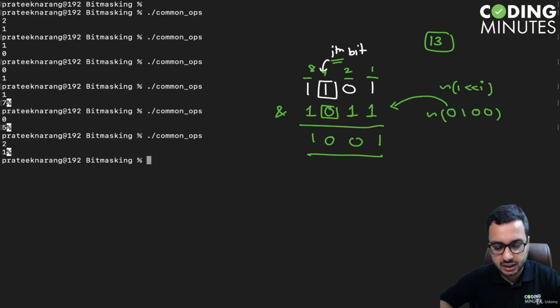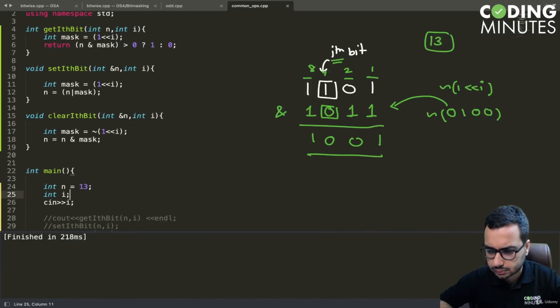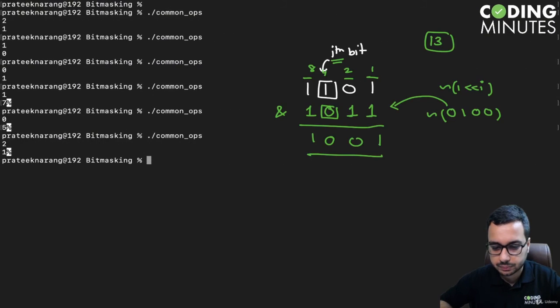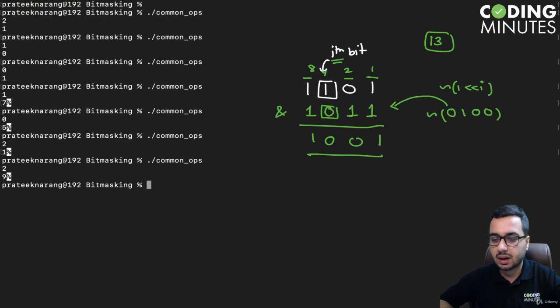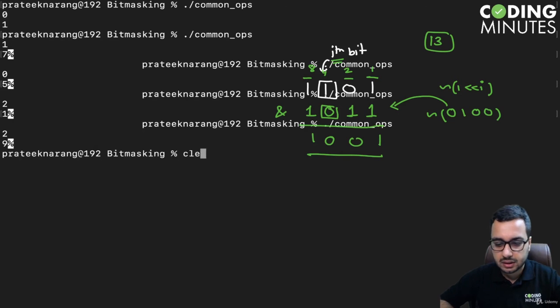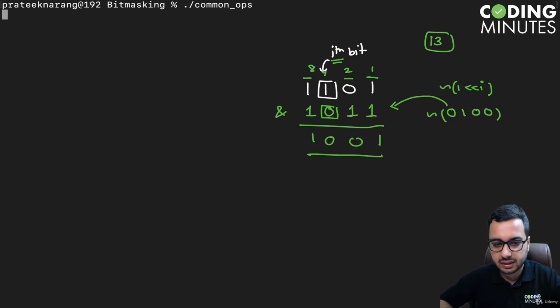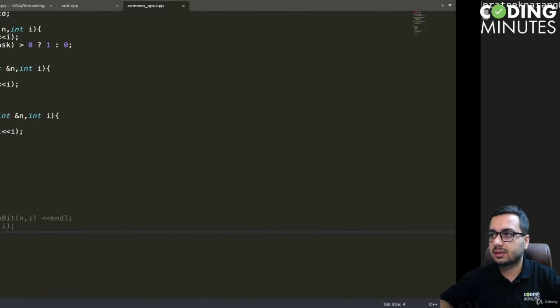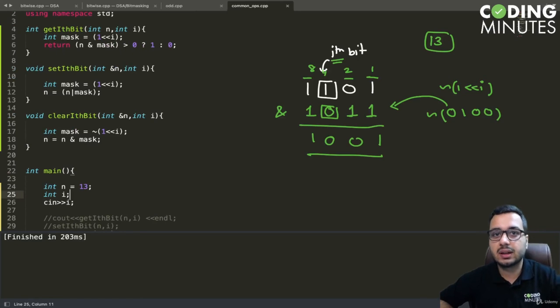I want to clear the second bit. I need to run this code. Build this code first. If I clear the second bit, I'm getting an output which is exactly equal to 9. So I hope this is clear to you, and this is how we can clear any bit in a number.